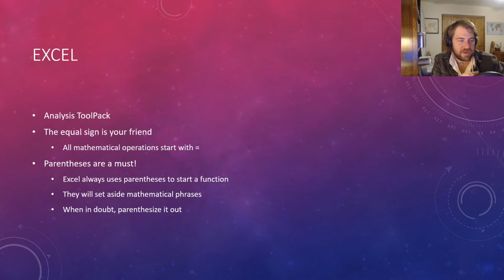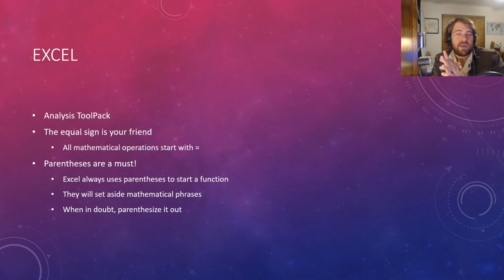Okay, so some Excel basics. The equal sign is your friend. Everything starts with an equal sign if it's a mathematical operation. If you don't put an equal sign in and you type in a mathematical operation, you're just going to get that operation as a cell entry. It thinks it's text. If you put an equal sign, it does not think it's text. It actually thinks it's something that it needs to be doing.